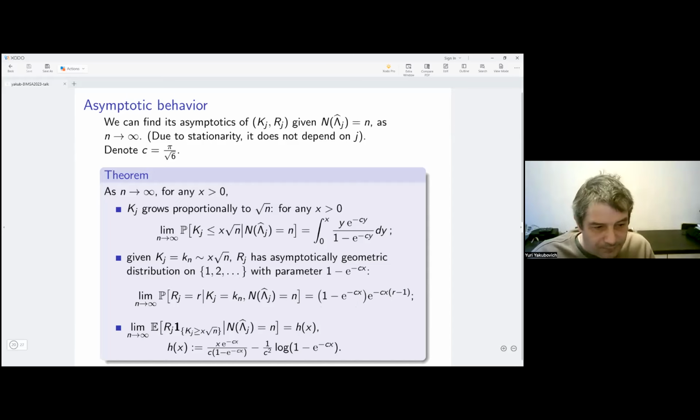And also I will need in a couple of minutes this formula: if we restrict k to be bigger than x square root of n and consider the expectation of the number of parts given they are bigger than x square root of n, then without any scaling we will have some limit which will actually be a function of x. And here c is this constant pi over square root of 6.